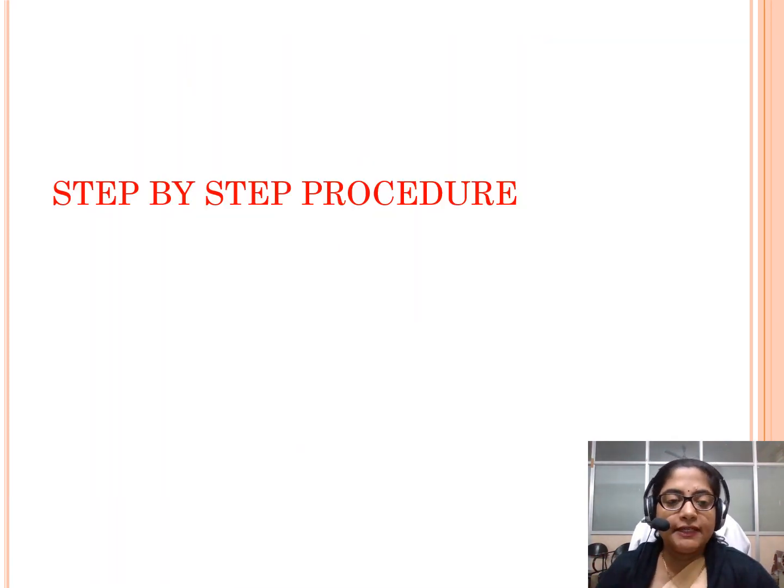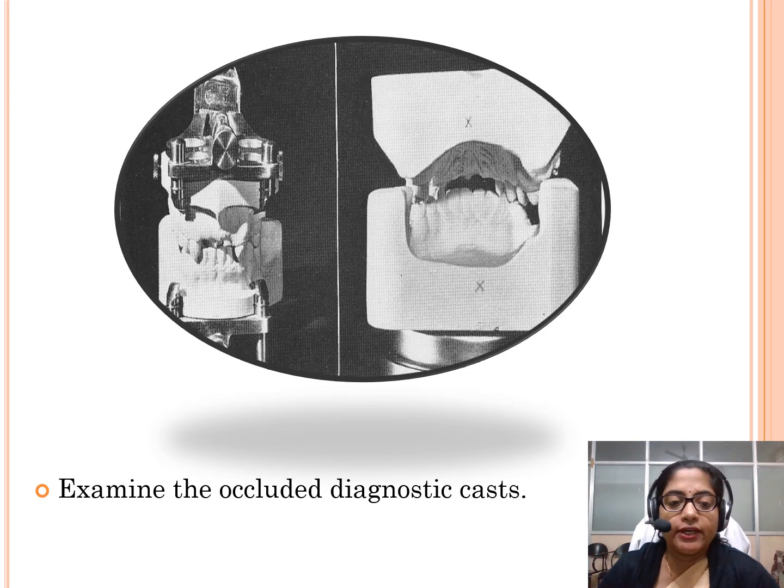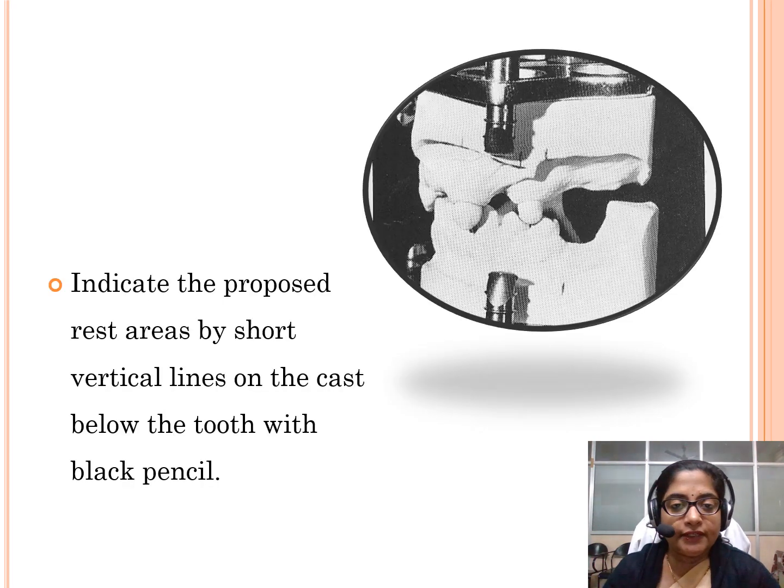So now let us see the step-by-step procedure in surveying. The first step is to examine the occluded diagnostic cast. We examine the occluded diagnostic cast and get a first-hand report of how things are, and make an experienced, educated guess. Then we indicate the proposed rest seat areas by short vertical lines on the cast below the tooth with a black pencil.